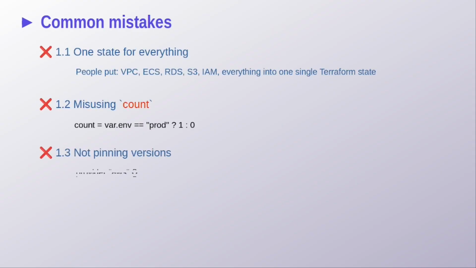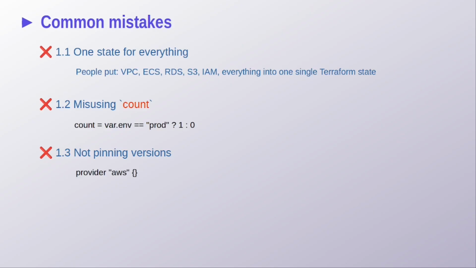First, one state for everything. This is the number one mistake. We usually put VPC, ECS, RDS, S3, IAM, and everything into one single Terraform state. Why is this dangerous? Terraform plans become very slow. Many people cannot work in parallel. One small mistake can destroy everything. One bad apply affects the entire system.